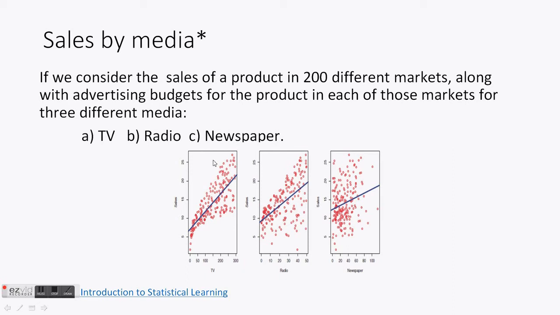Here's an example which is taken from the book Introduction to Statistical Learning by Trevor Hastie and Robert Tibshirani and others, where they have an example where the sales of a product in 200 different markets is measured in relation to the advertising budgets of each of those markets in 3 different media, that is TV, radio and newspaper, and the results are shown: how the sales varies with respect to the TV advertisement, how sales vary with respect to radio, and how it varies with respect to the newspaper advertisement.